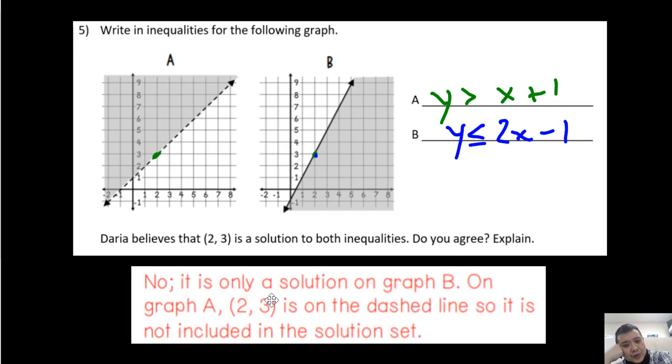On graph A, (2, 3) is on the dashed line, so it's not included in the solution set.